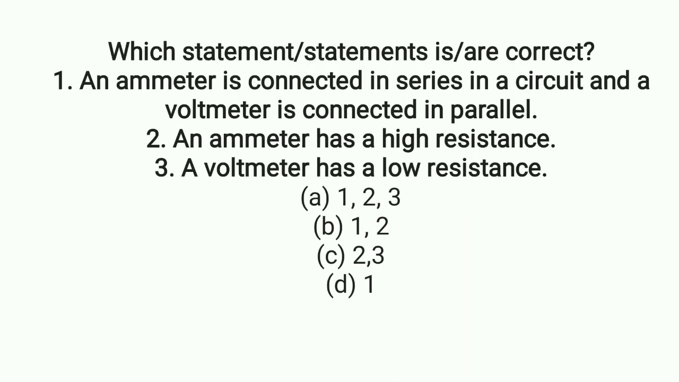Next question. Which statements are correct? Statement number 1: An ammeter is connected in series in a circuit and a voltmeter is connected in parallel. Second one: An ammeter has high resistance. Third one: A voltmeter has a low resistance.